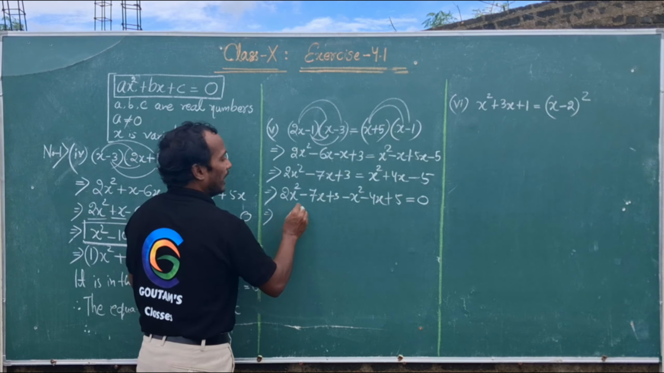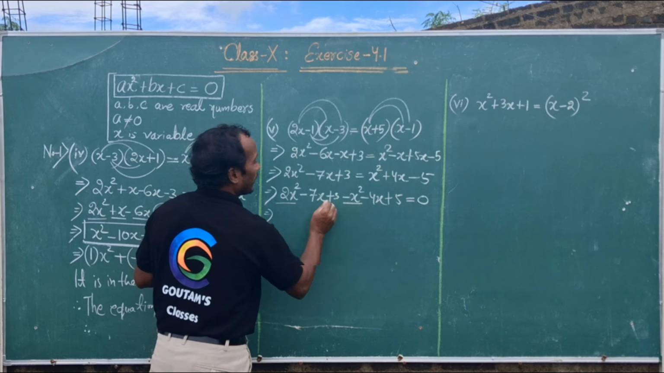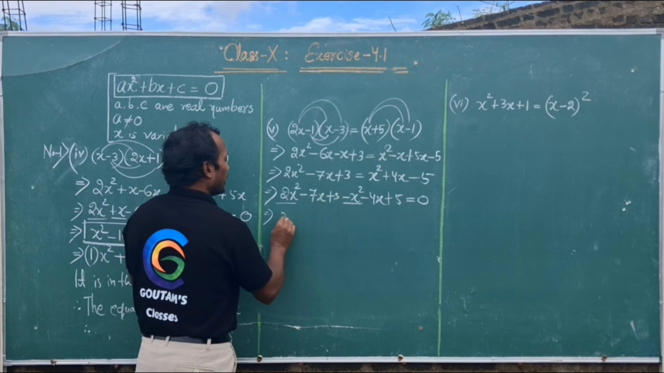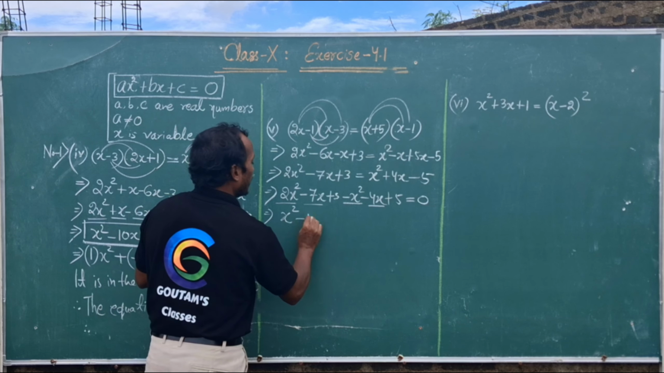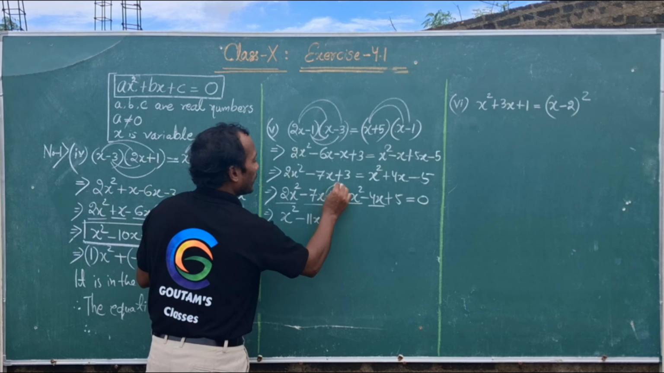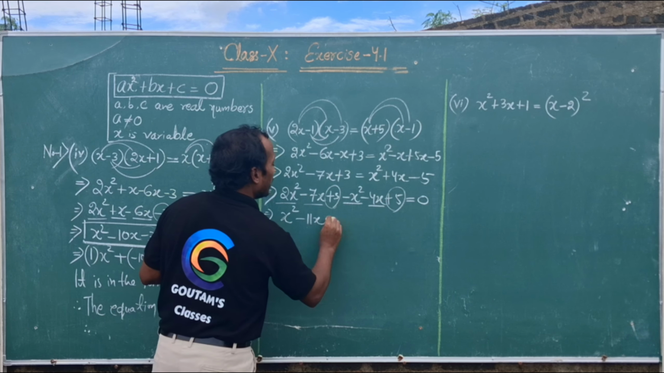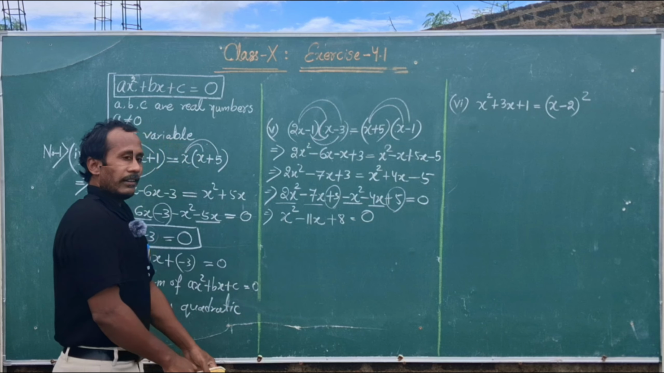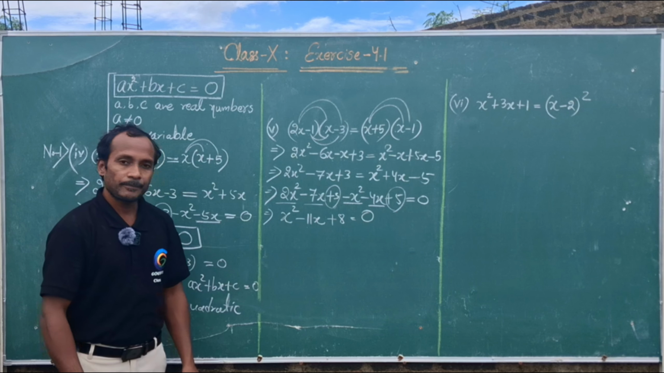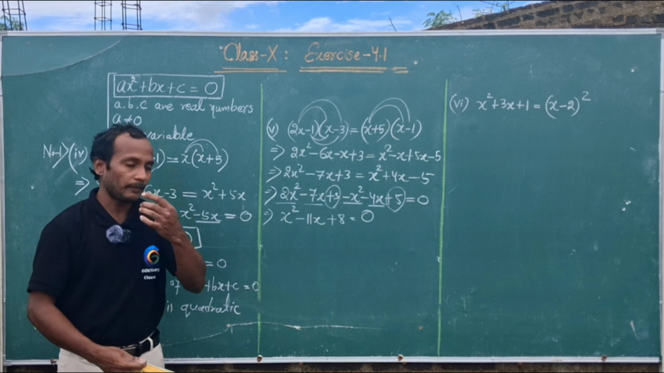Now I have like terms 2x square with minus x square. 2x square minus x square gives you x square. Minus 7x minus 4x is minus 11x. Plus 3 and plus 5 will give you plus 8 equals 0. This is the simplified step. Declare whether it is quadratic or not.